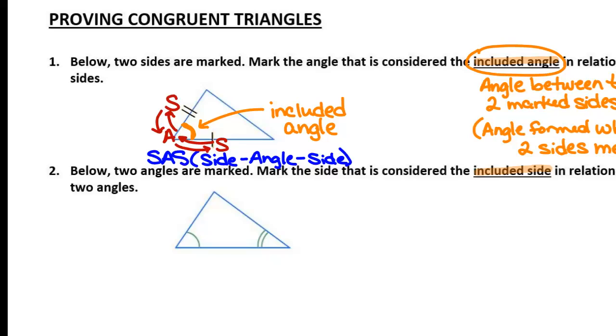We never start with the piece that's in between. We start with one of the pieces on the edge. So this isn't marked. This isn't marked. This one is. So I could start here. Side, angle, side. Or if I'm going the other way, this isn't marked. This isn't marked, but this one is. So I could start here. Side, angle, side.